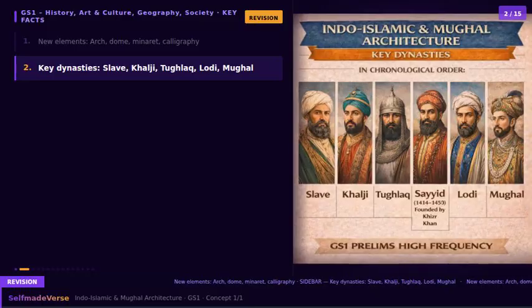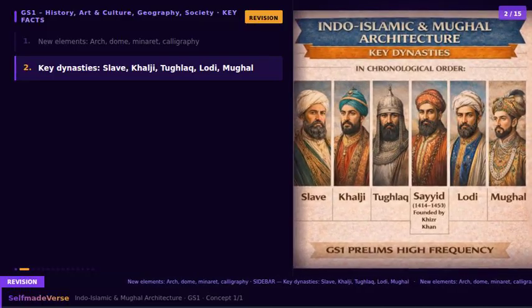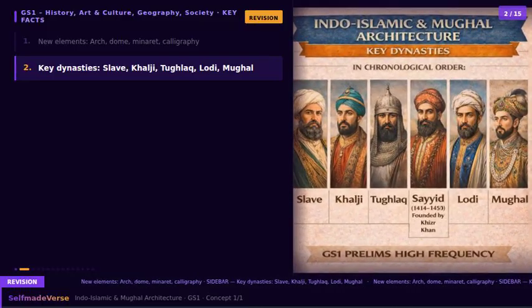Five dynasties shaped Indo-Islamic architecture across 500 years: Slave, Khalji, Tughlaq, Lodi, and Mughal. Each dynasty's reign produced distinct architectural styles that evolved from military fortifications to ornate palatial complexes.